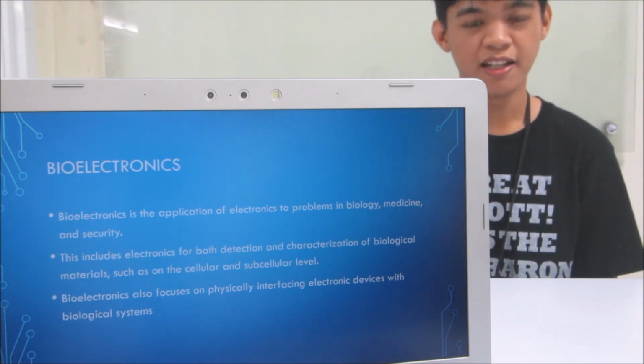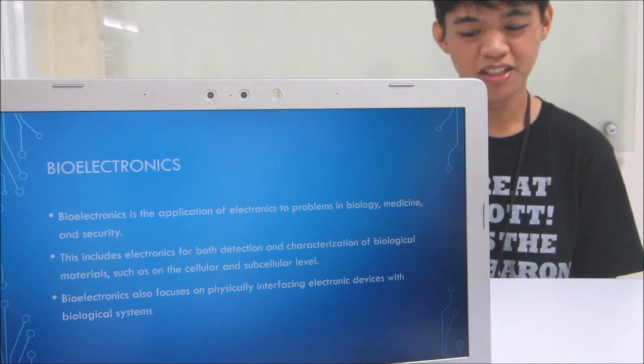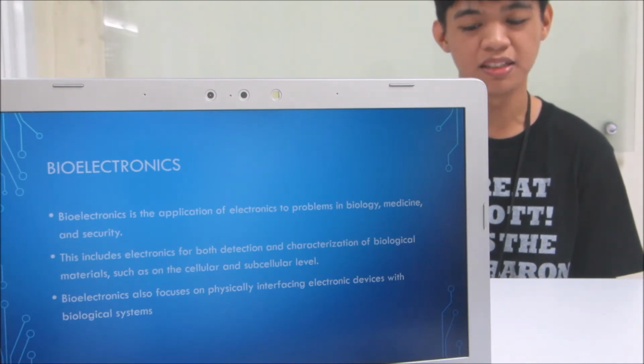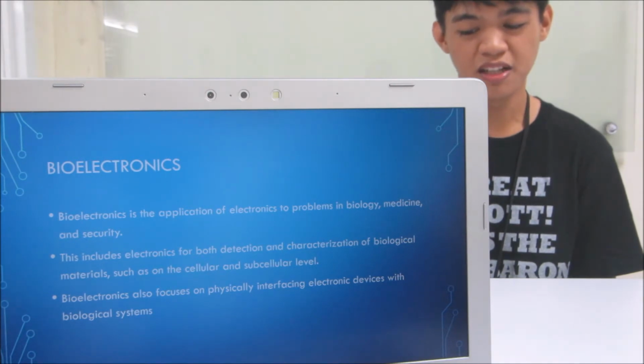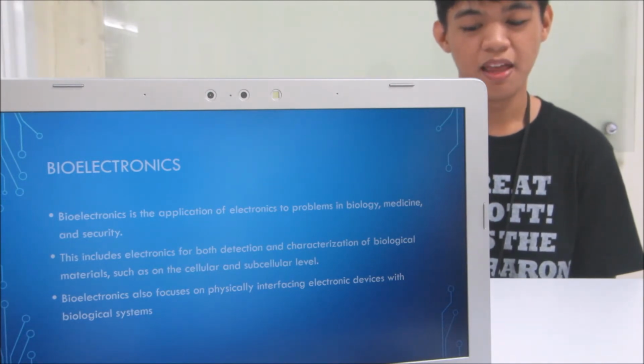Bioelectronics. Bioelectronics is the application of electronics to problems in biology, medicine, and security. This includes electronics for both detection and characterization of biological materials, such as at the cellular and subcellular level. Bioelectronics also focuses on physically interfacing electronic devices with biological systems.